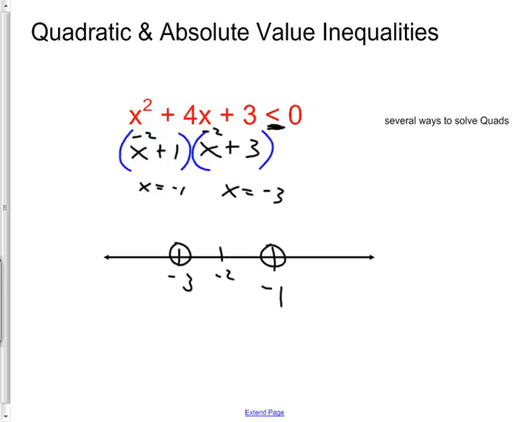Let's see if -2 actually works. -2, -2. Here I would have -1. Here I would have +1. Positive times a negative makes a negative. Is that less than 0? Yes, it is. So it works in there again.